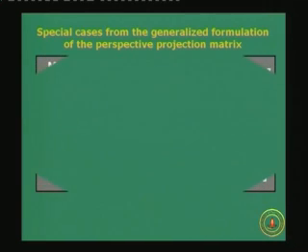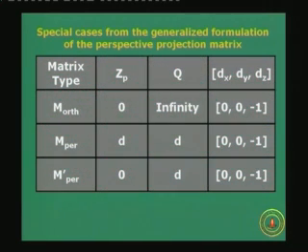We look at some special cases from the generalized formulation of the perspective projection matrix, where the matrix can take special forms and shapes depending upon the values of zp, Q and the direction cosines dx, dy, dz. The first row talks about the case when zp is at the origin. So, you have moved the projection plane to the origin, and Q is at infinity, that means the center of projection has moved to infinity.